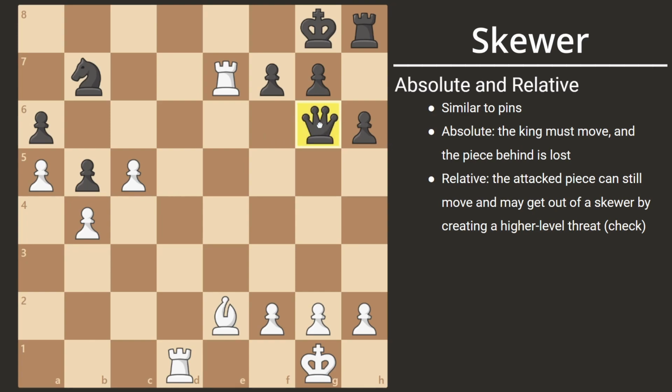So after queen c6, what move here wins for white? The move here is bishop f3. Now this attacks the queen and skewers it because there's a knight behind it. Now, when the queen moves to f6, what do you do here?